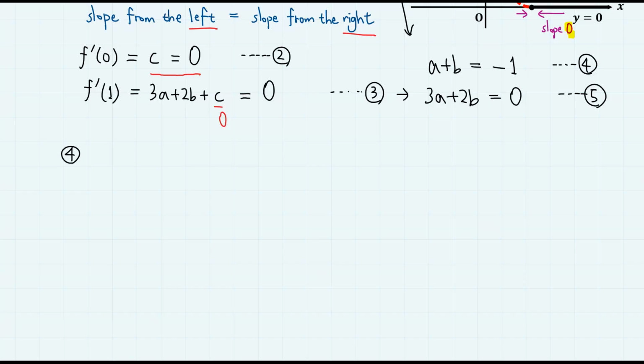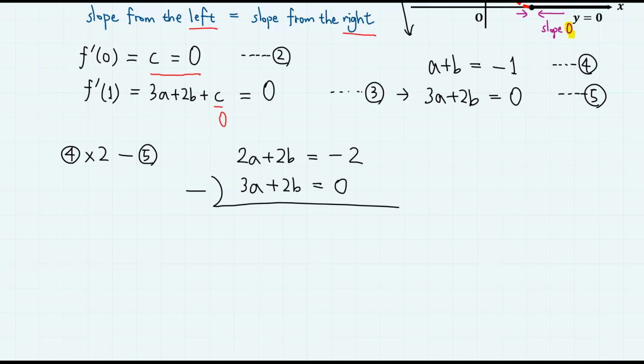Let's do equation 4 times 2 minus equation 5 to eliminate b. So if we multiply 2 to equation 4, we have 2a plus 2b equals negative 2, and equation 5 is 3a plus 2b equals 0. If we subtract this, b is eliminated, and minus a equals negative 2. So we have a equals 2.